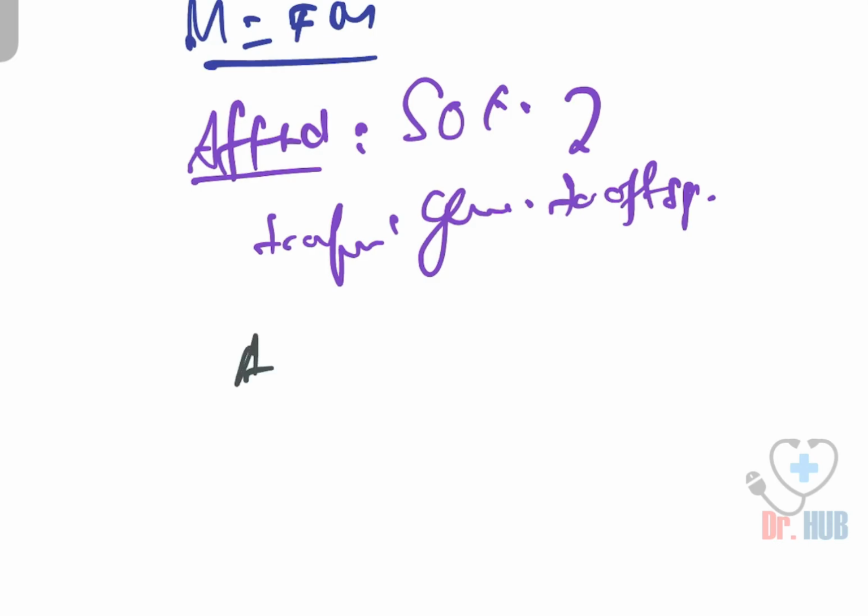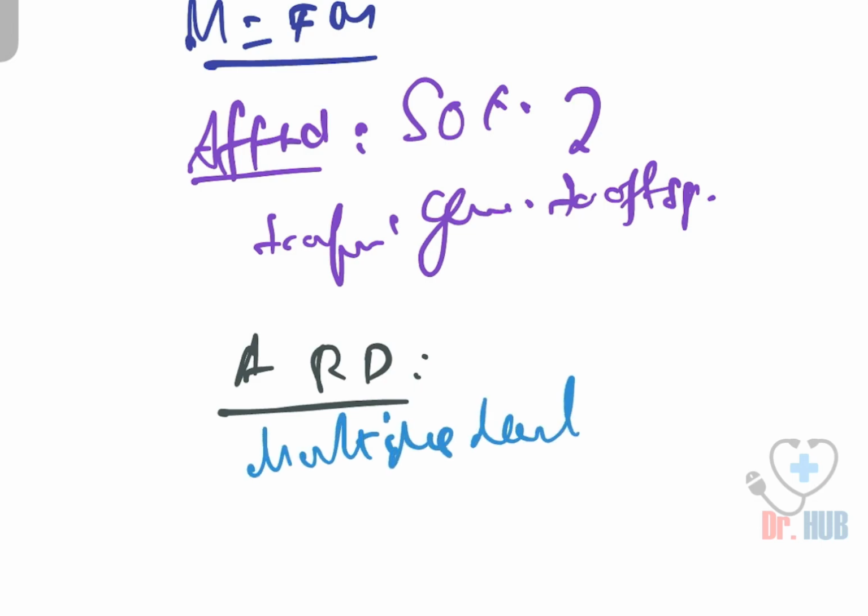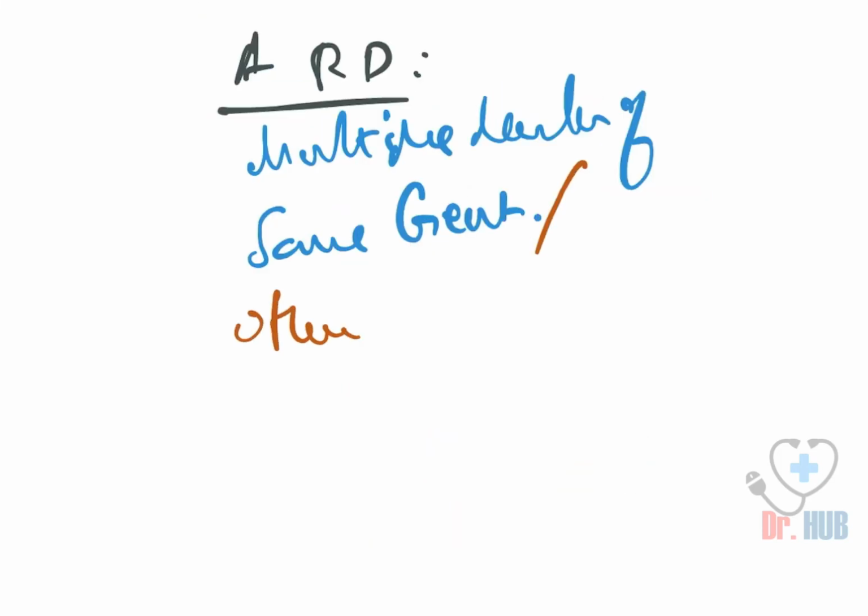So next is the autosomal recessive disorder. The autosomal recessive disorder has a horizontal pattern in the pedigree. That is, multiple members of the same generation are affected and there are no affected members in other generations. So other generations are not affected. So this is a horizontal pattern in the pedigree.